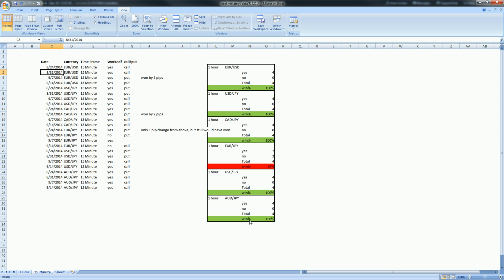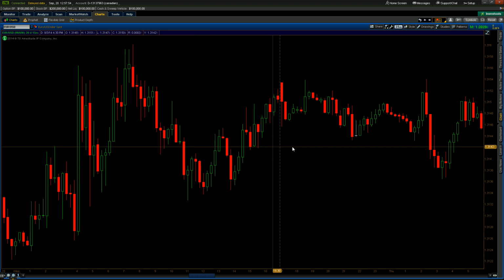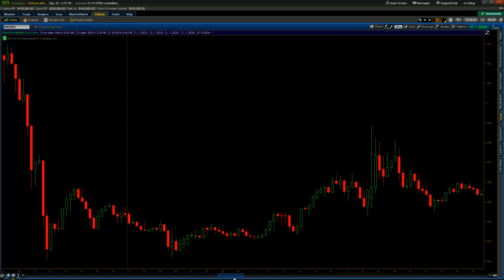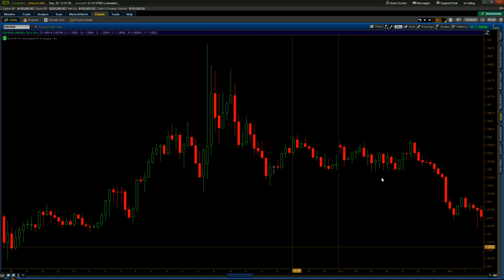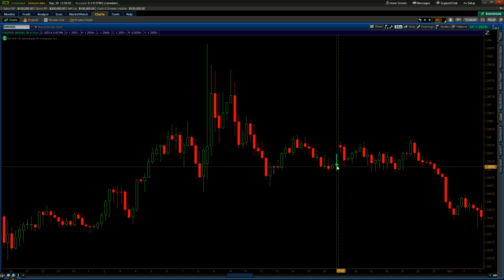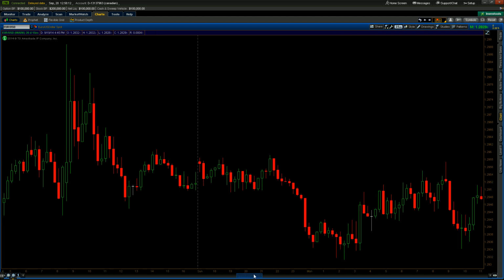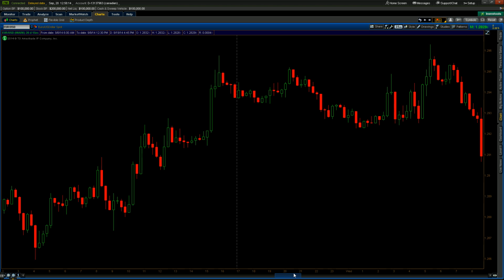This is the 7th. Okay, so right here. See, it stopped here. The price ended here on Friday, and then opened right here on Sunday evening. So then it came down towards the last price. I hope you're starting to see what I'm trying to show you here.